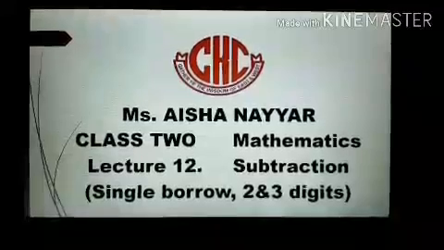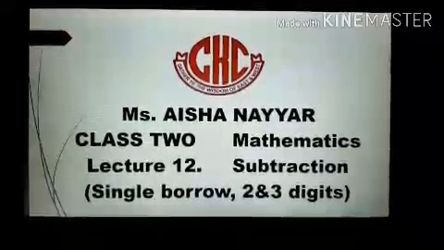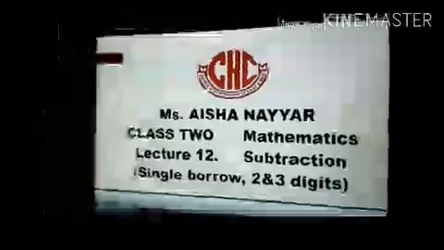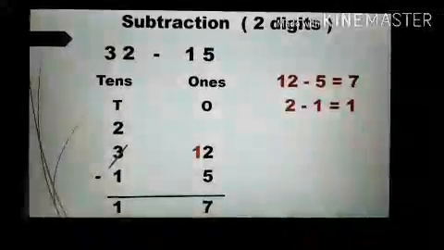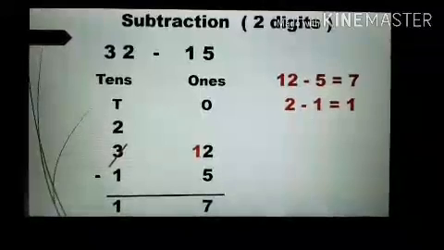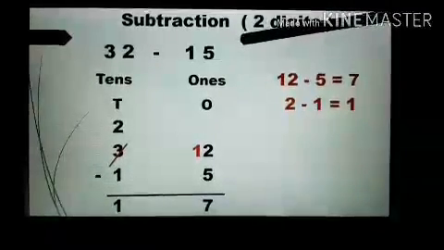Our lecture number 12 is subtraction, single borrow, 2 and 3 digit numbers. First of all, we will discuss subtraction of 2 digit numbers. Our first example is 32 minus 15.